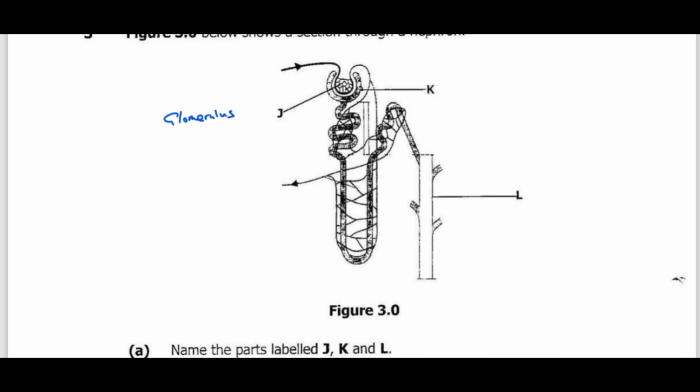And then what about K? This is K. This is what we call the Bowman's capsule. What about L? This is the last part, the last stage, in short. This is the collecting duct. So, let us move.